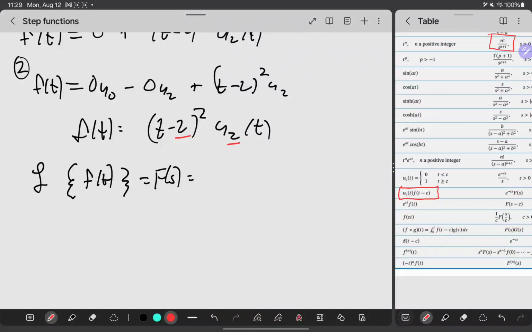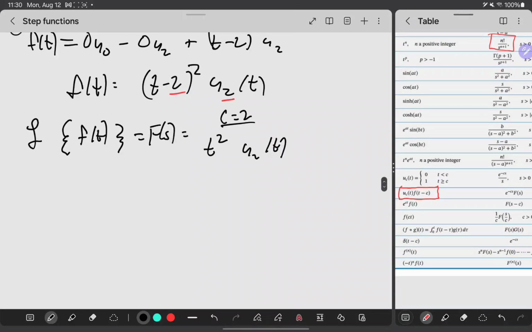This one could be a little weird because you can think of the t minus 2, well, you can think of t being equal to t minus c, right? So then you would replace t in for that. Remember, our c is equal to 2. So then you have t squared u2 of t. We can't forget about this c equal to 2 thing. We're still using this thing here.